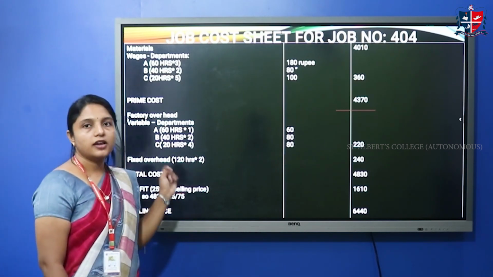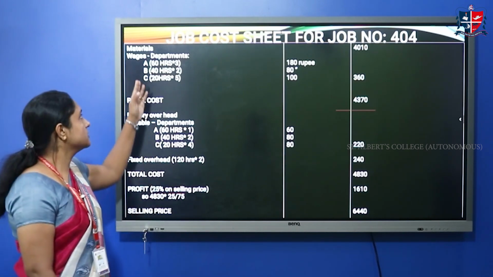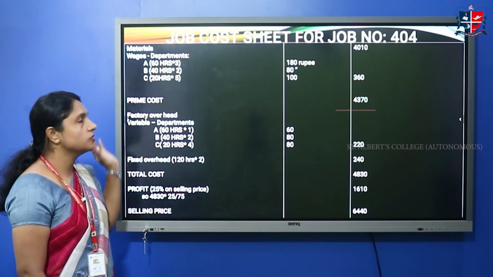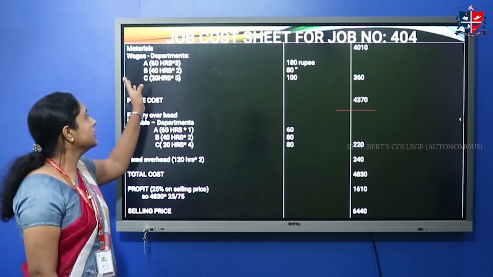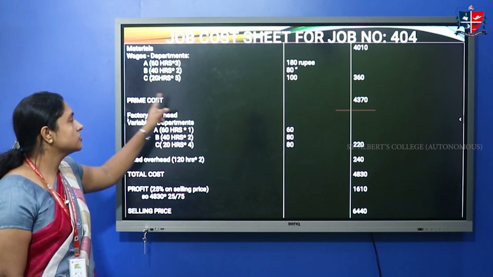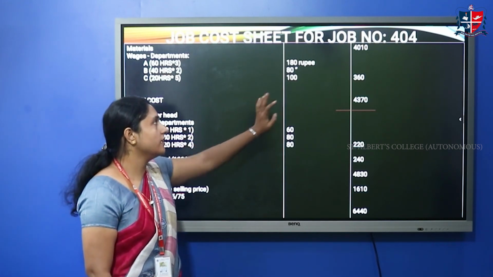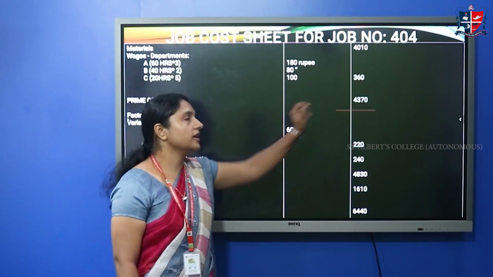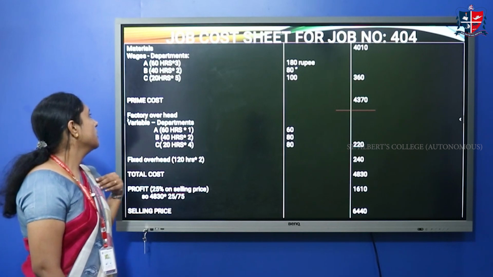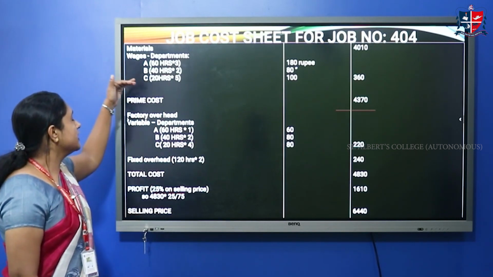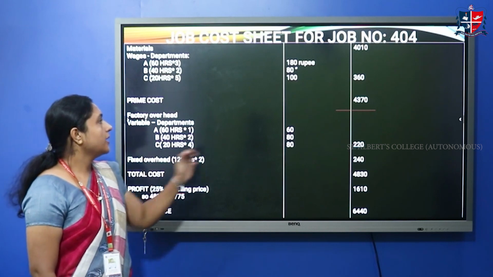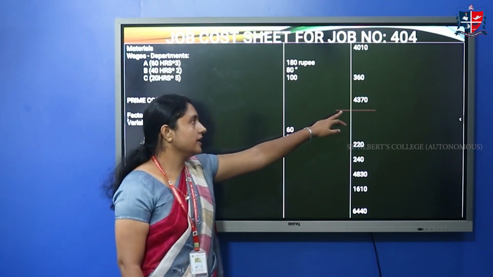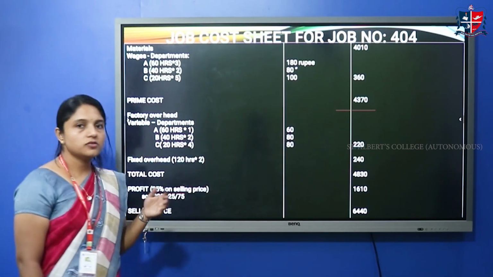And the wages are also given in the question, that is in different departments, 60 hours of work. Then they will get a per hour rate, that is rupee 3, which is multiplied with each department. So we will get 180, 80 and 100. Then we add this, and we will get 360 rupees. So when we add the direct material and direct wages, we will get the prime cost, that is 4,370.